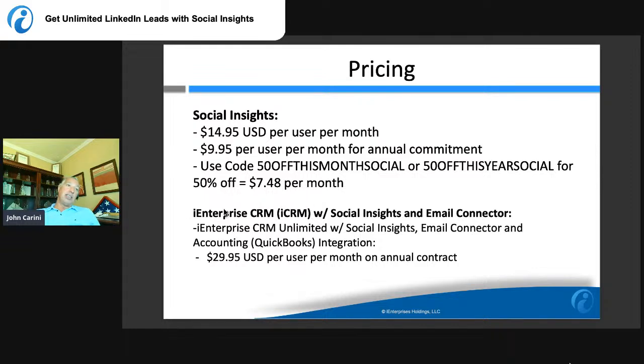And then I have the pricing for iCRM here. iCRM with Social Insights and with our email connectors for Gmail or Outlook is $29.95 per user per month on an annual contract, and that includes everything. There's no other version of iCRM. It's not like we have the basic version and the professional and the enterprise and all that. That version includes everything, which is basically unlimited custom objects and custom fields and near unlimited data, and so on.